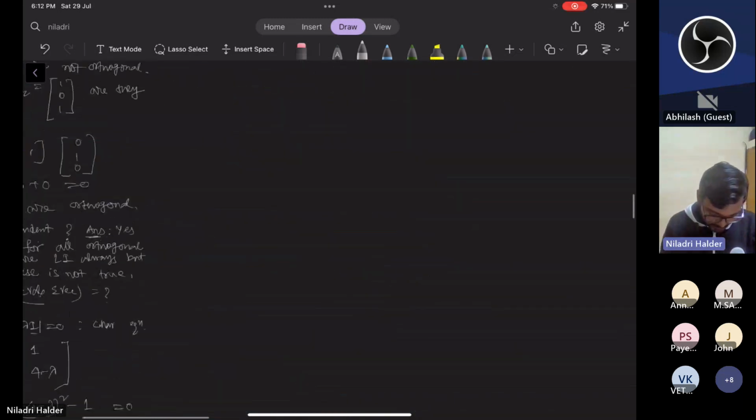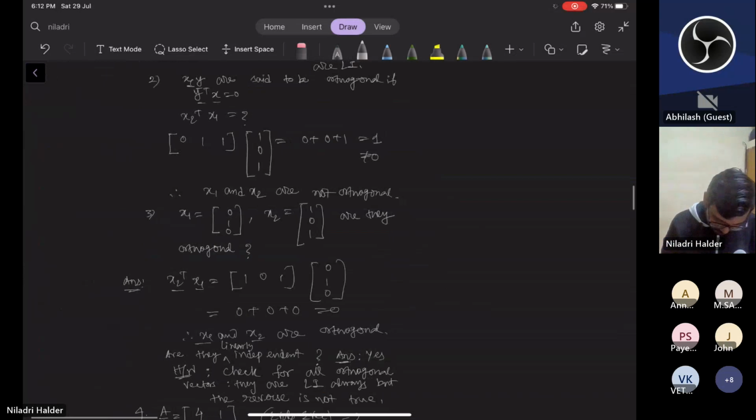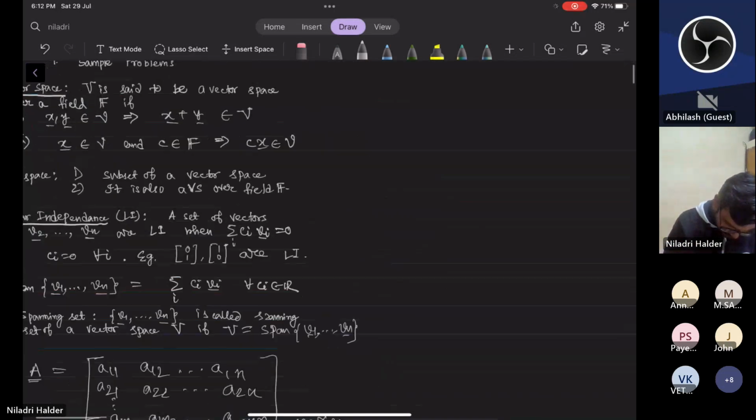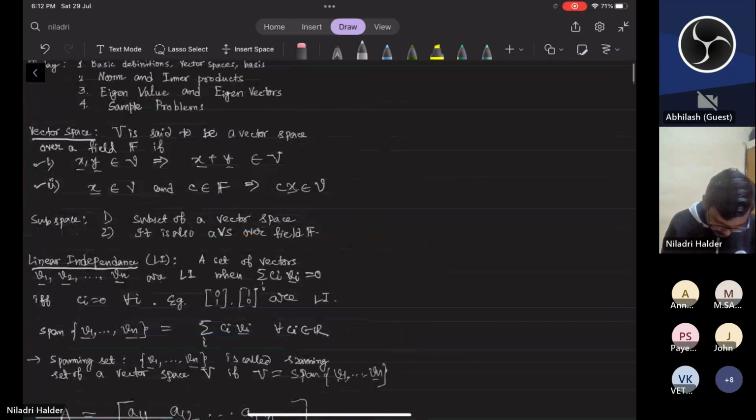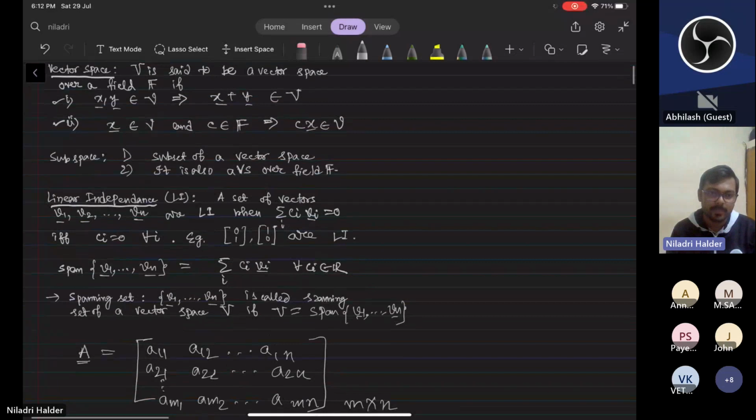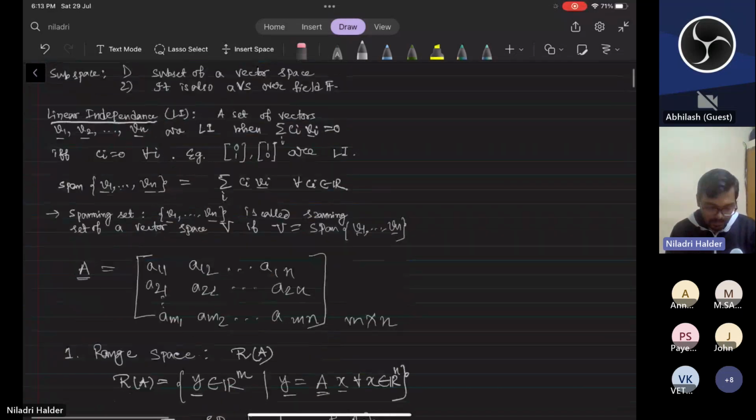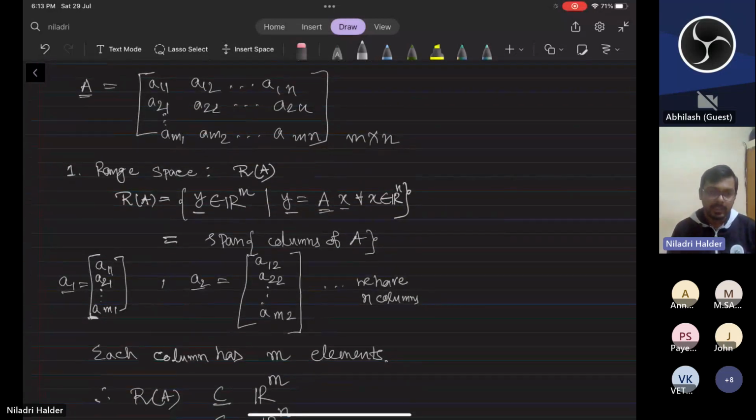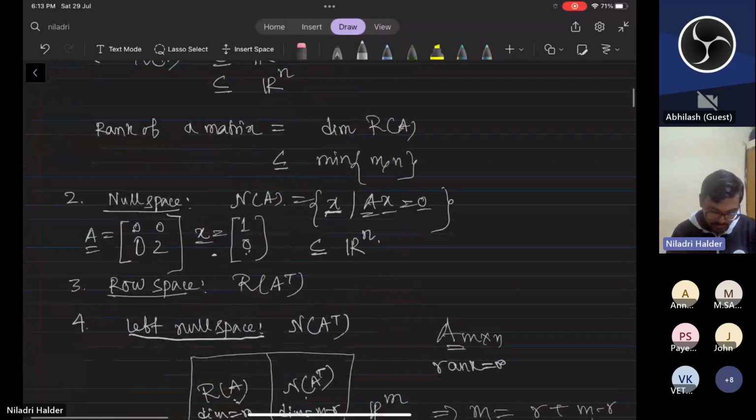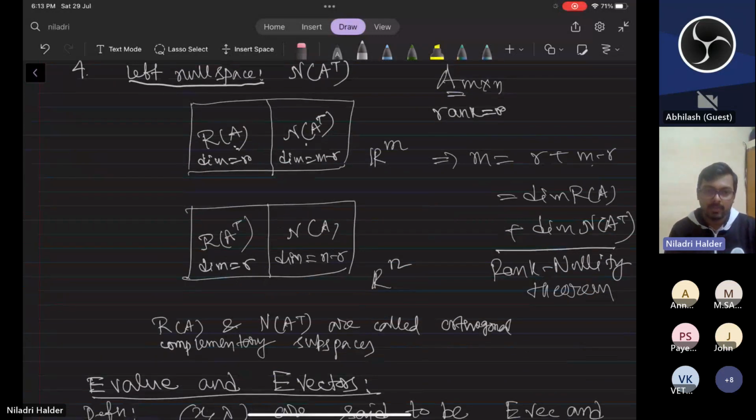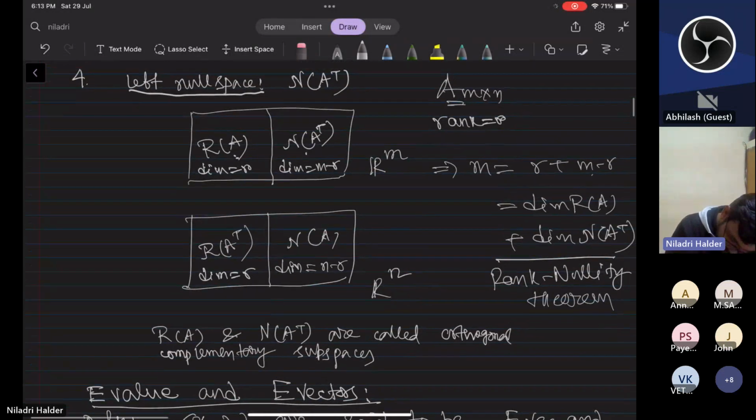So we can summarize what I taught today. I taught the definition of vector space and what a subspace is, then linearly independent vectors, and then the spanning set of a vector space, and the fundamental subspaces of a matrix, that is range space, null space, row space, and left null space. And we showed the orthogonal decomposition of the subspaces. So this is called the orthogonal decomposition.